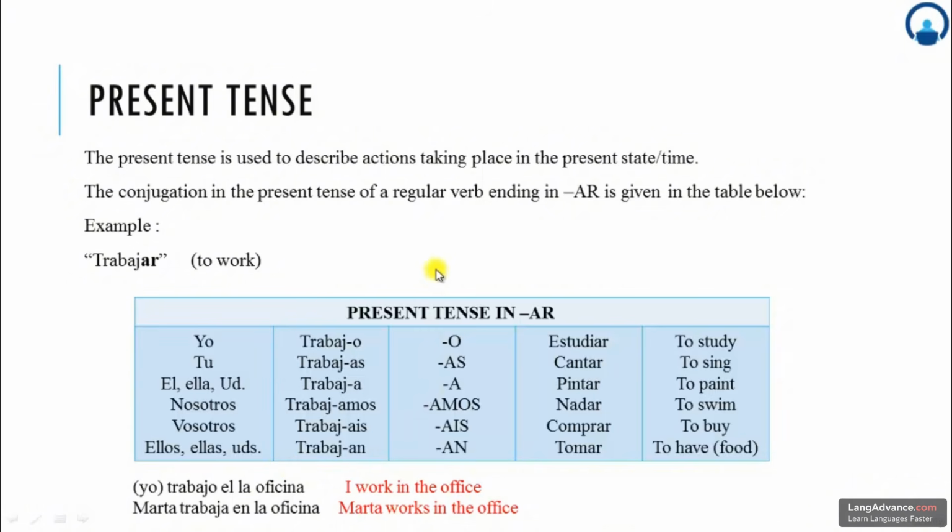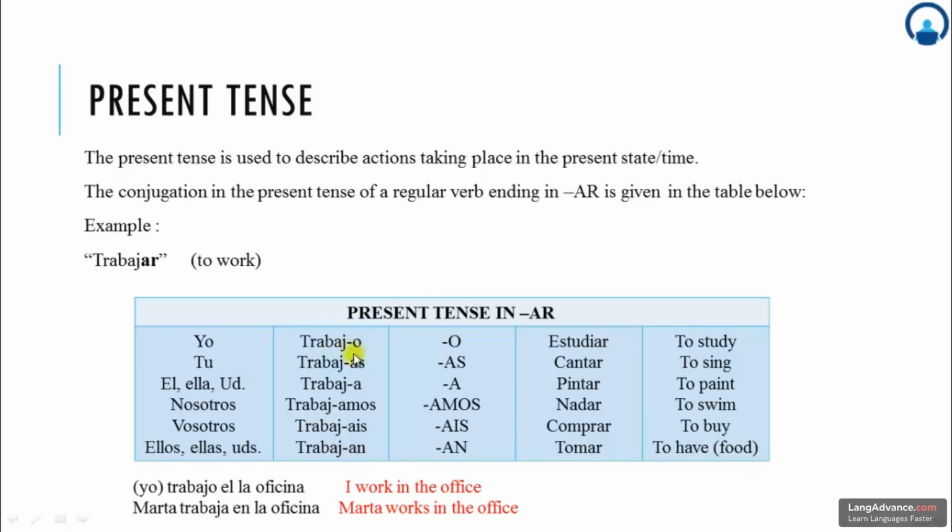To make a verb useful in the present tense, you have to remove the AR that is in the ending and replace it as per the conjugation. That will be o, as, a, amos, áis, and an. You have to replace one of these on the AR verb. So here it will be trabajo, trabajas, trabaja, trabajamos, trabajáis, and trabajan.